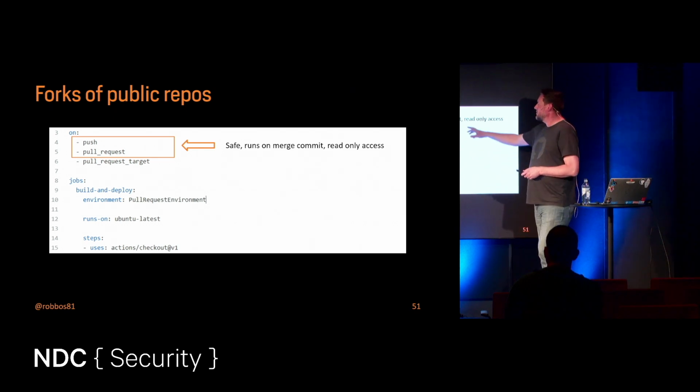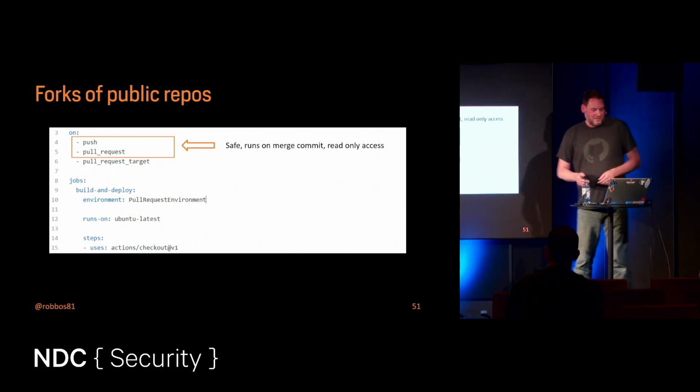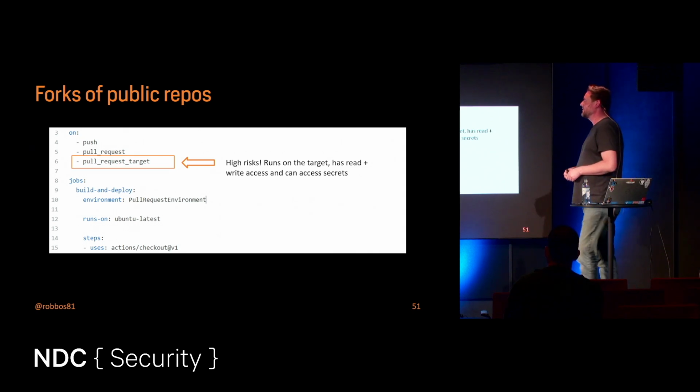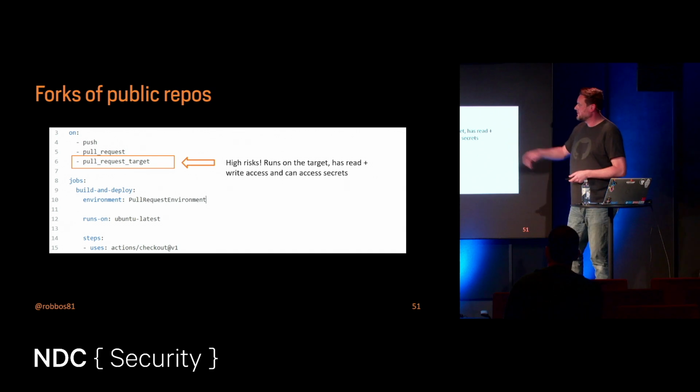And we said, well, this only runs on the server on the merge commit and will only get read-only access to things like our secrets. Initially, we just gave it the secrets and said, hey, you can now deploy into a cloud environment. The pull request target is then the newer one, and that has super high risk. It will have read and write access, so we inject the secrets there.